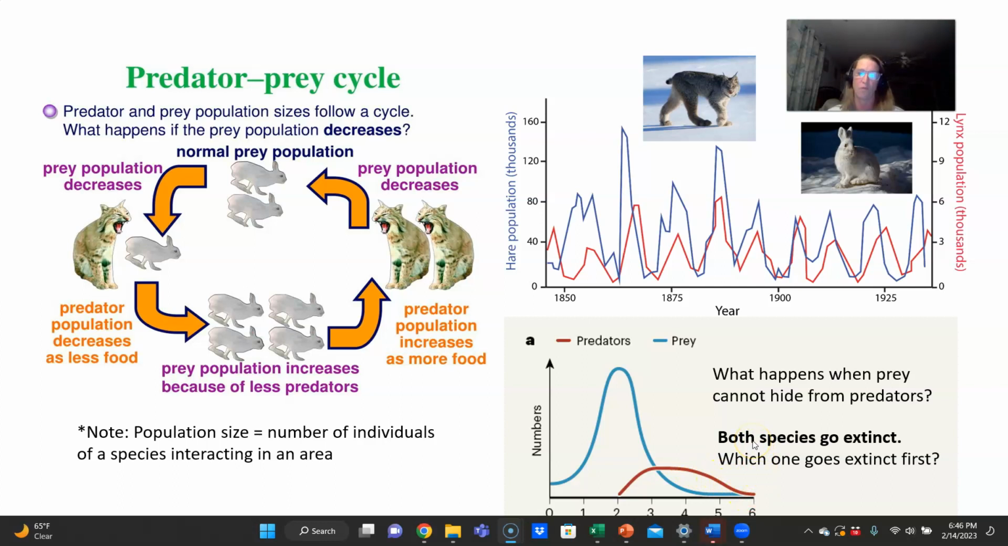So this is assuming we just have one type of predator, one type of prey, nowhere for anyone to hide, and you wouldn't get a cycle like that. You would basically just get both species going extinct. So the prey would go extinct first, and then the predator would follow.